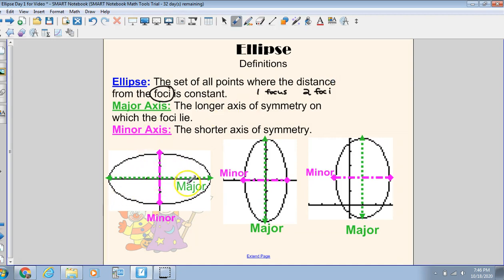So in our first picture right here, this is a horizontal ellipse. The major axis is horizontal because we're going out more horizontally than vertically. And our second and third ellipses are vertical ellipses. Our major axis is vertical and our minor axis is horizontal on these.